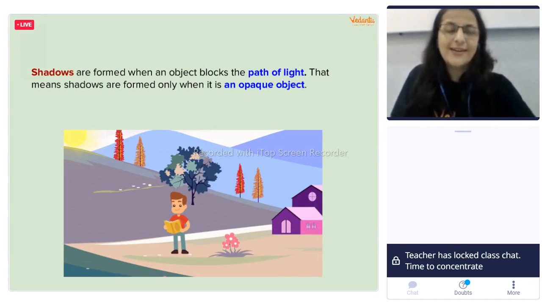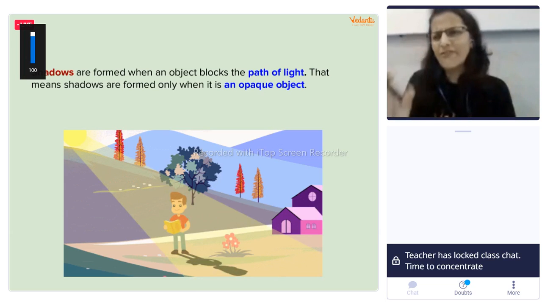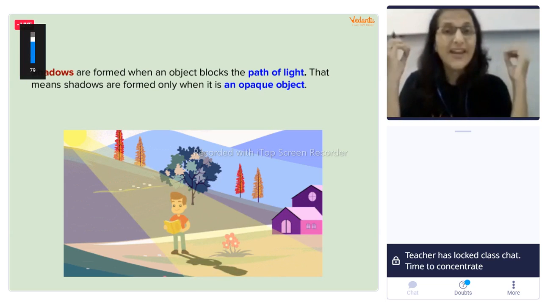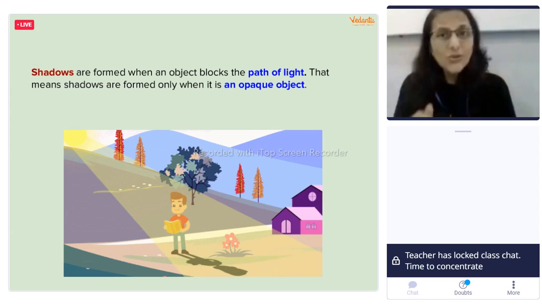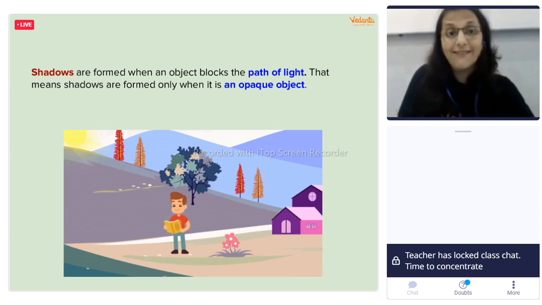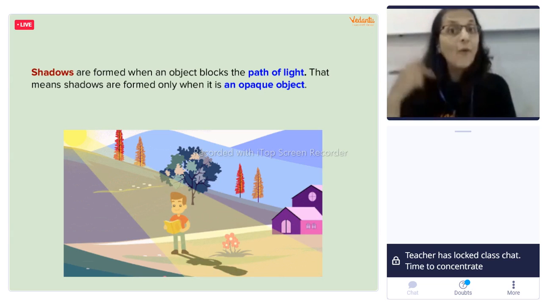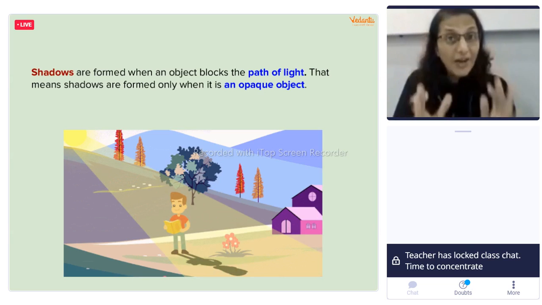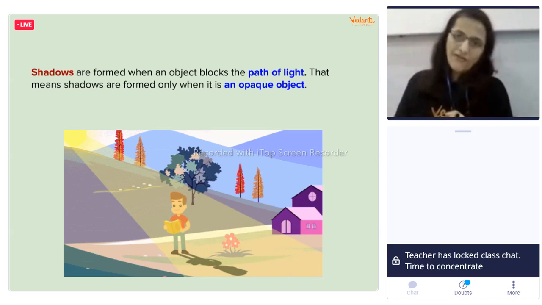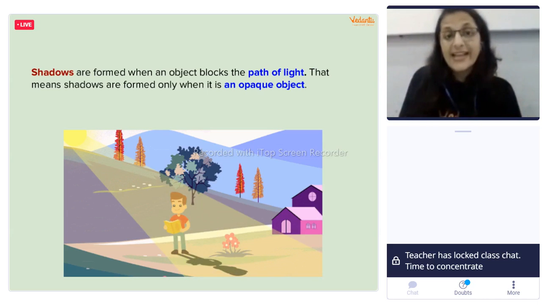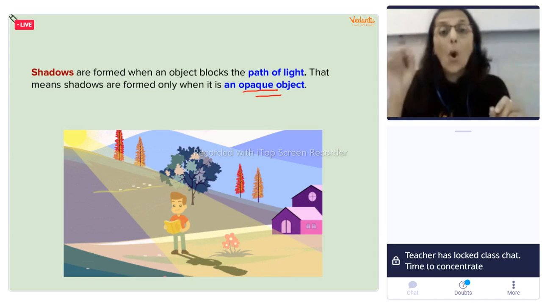Come on, guys. What are shadows? First question that strikes our mind: what do you mean by shadows? Students, shadows are formed when an object blocks the path of light. When are shadows formed? Shadows are formed when an object blocks the path of light, and that means shadows are formed when it is an opaque object.